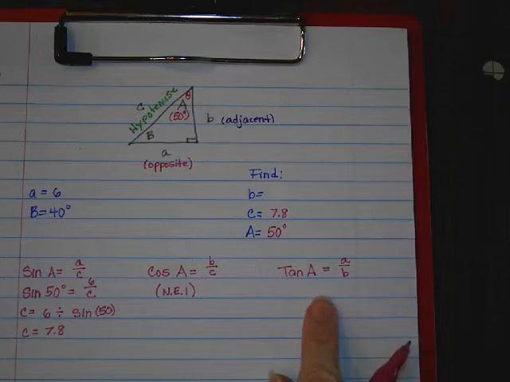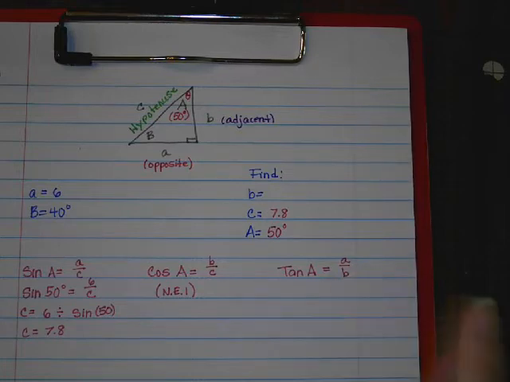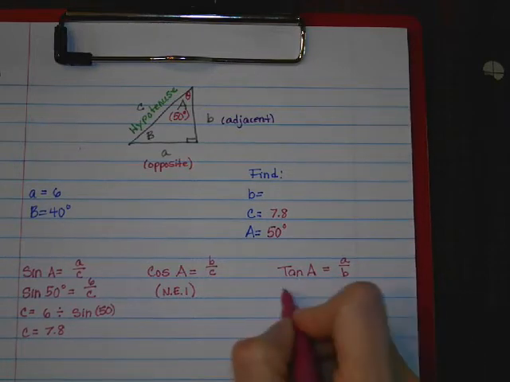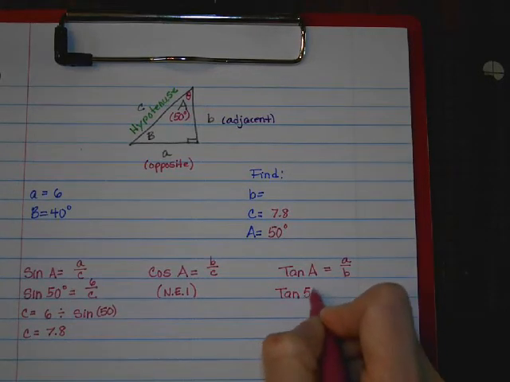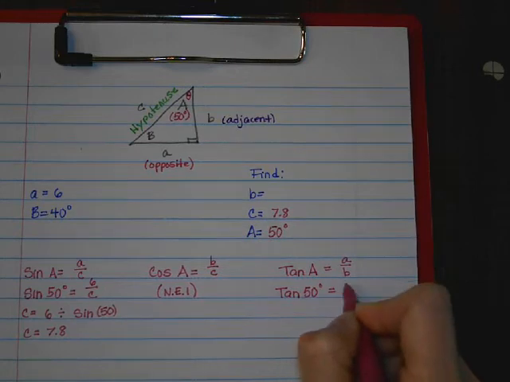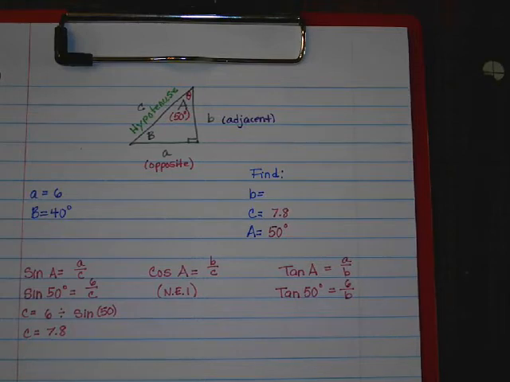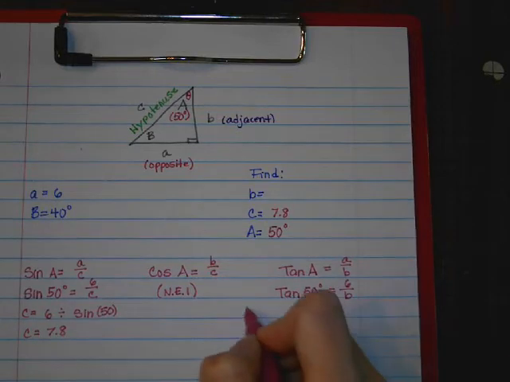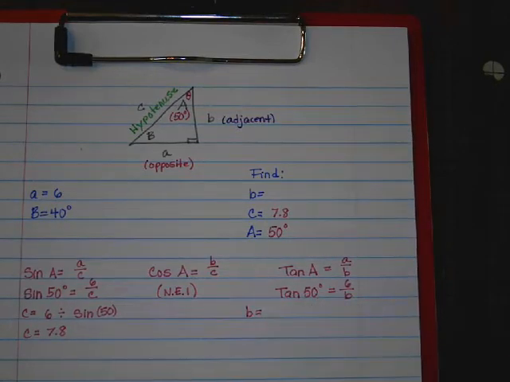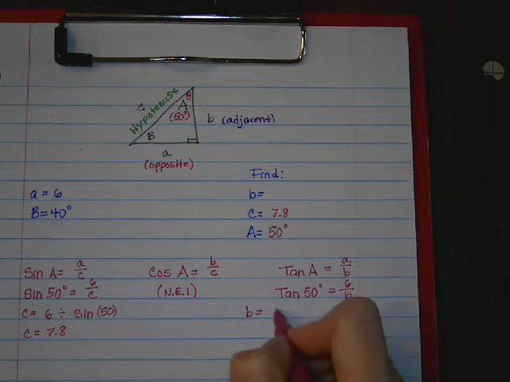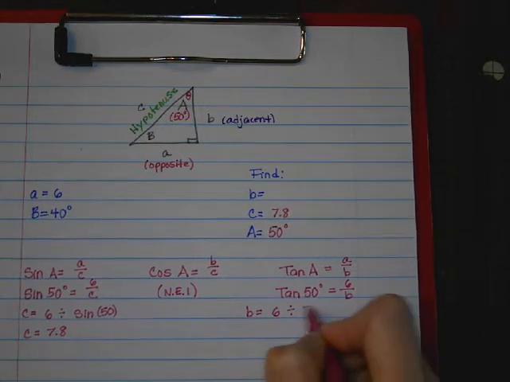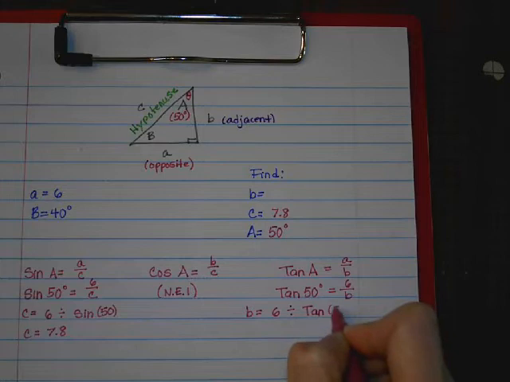All right, so here we know big A and little a. So since we know big A and little a, we're going to go ahead and use those. So the tangent of 50 degrees is equal to little a, which is 6, over little b, which I do not know. So using this knowledge from a second ago, Abby, what would I do? Correct, I would divide. So what will I divide by? Correct, 6 divided by the tangent of 50.